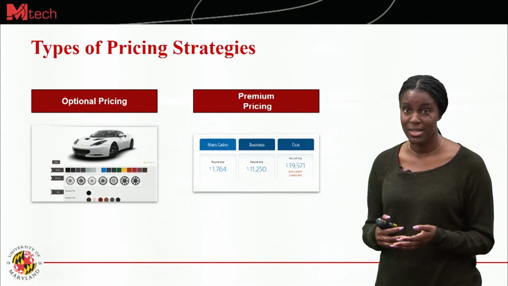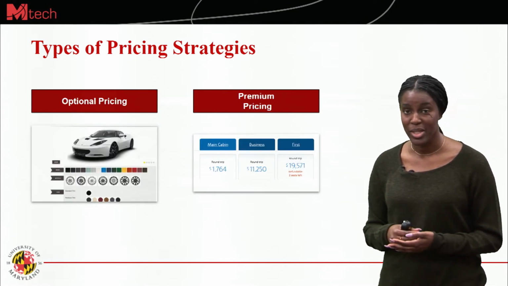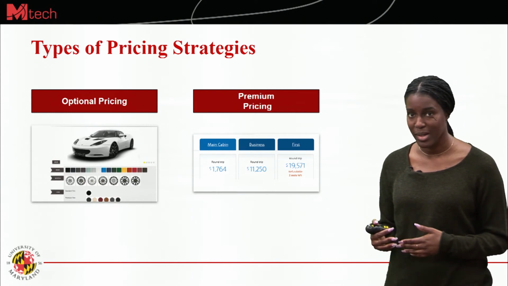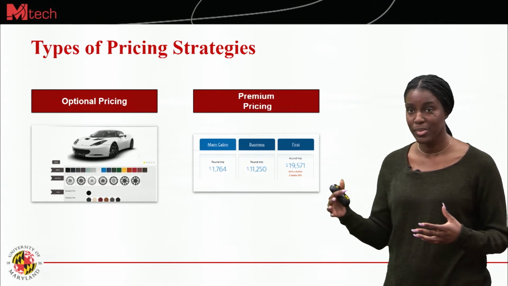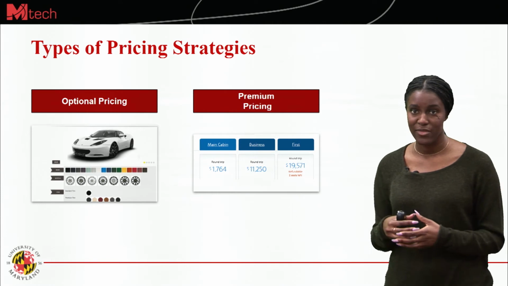Now, optional pricing is where you set a base price, but you offer add-ons for additional price so that the customer can build themselves up to the right price for them.